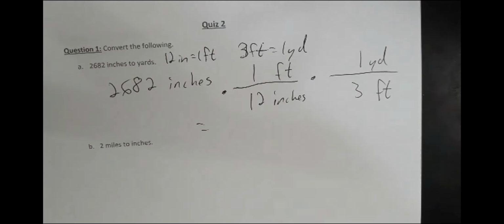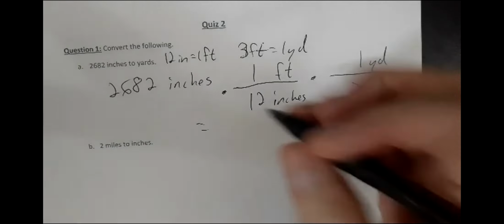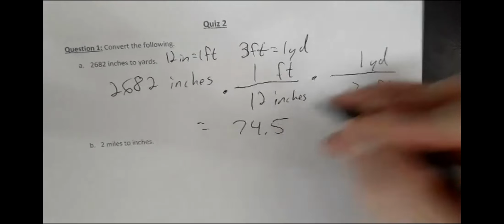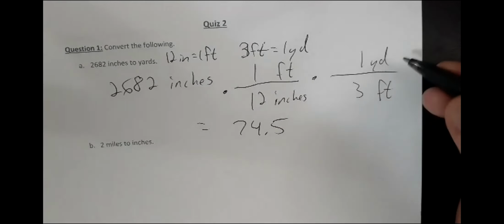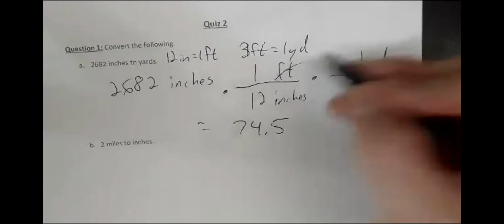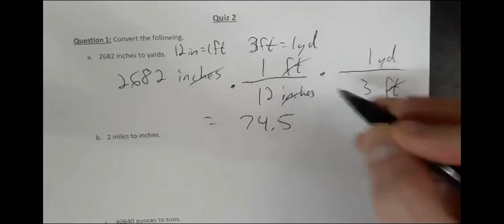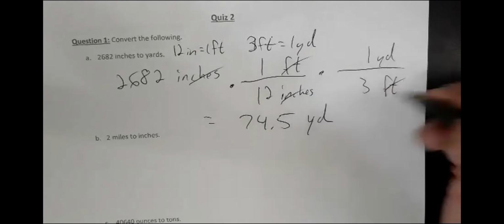So all in all, you might notice you could do this one at a time, 2682 divided by 12, and then divided by 3, or you could do it all at once, divide everything by 36, but you should be getting something like 74.5, I think is what I'm getting. So this feet and this feet, this inches and this inches, and this should be something in yards.